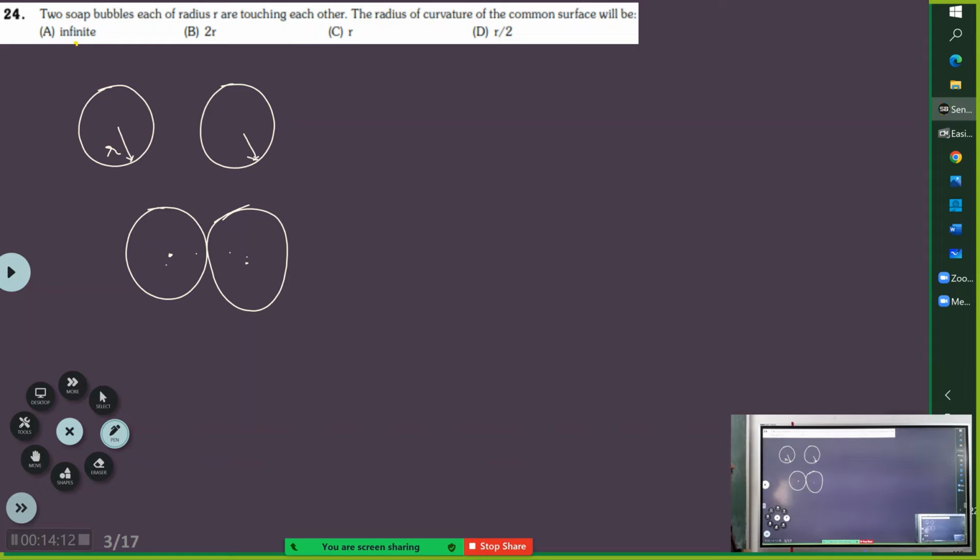Correct? So under the circumstance, if the pressures are equal, what will happen? There should be no surface tension provided. There should be no surface tension. Why should there be no surface tension?